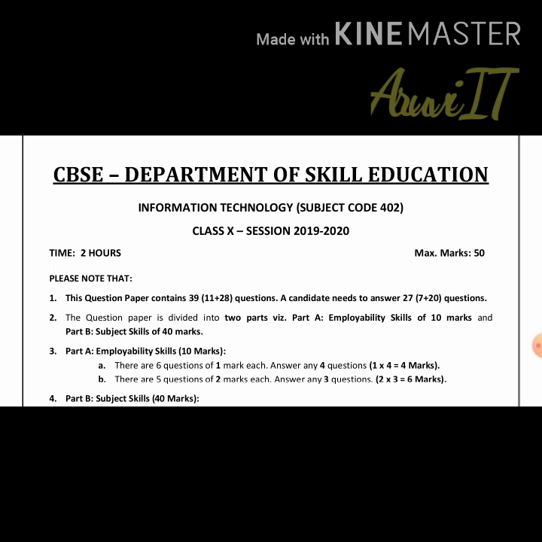So here in the 39 questions, in part A we will have 11 questions. In part B we will have 28 questions. A candidate needs to answer 27 questions. So they will ask 39 questions, and in that we have to write only 27 questions. In part A we have to write only 7 questions. In part B we have to write only 20 questions.